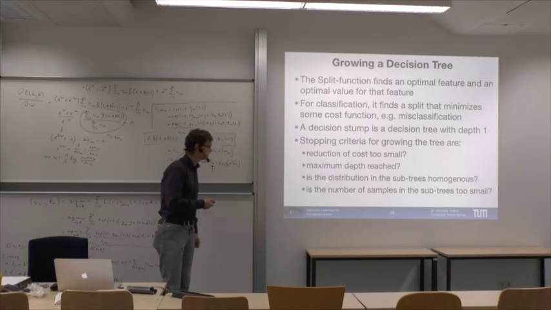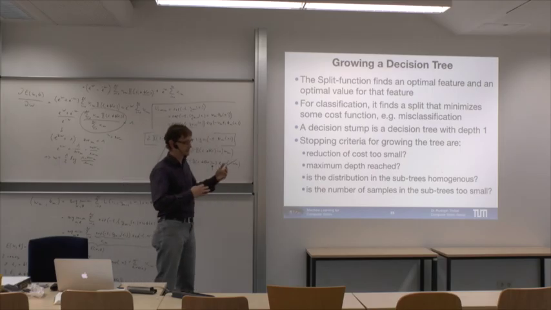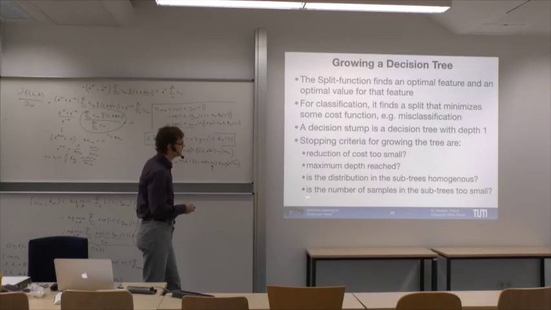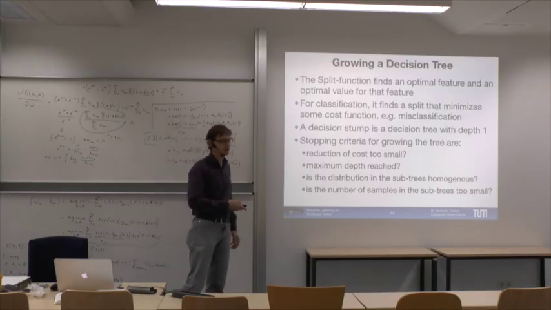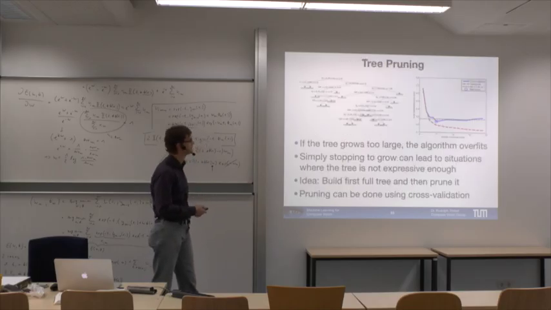One other criterion is whether the distribution in the subtree is homogeneous, so whether it's well balanced or not. Is the number of samples in the subtree too small, for example? Then you also stop, right? These are possible ways to stop splitting.